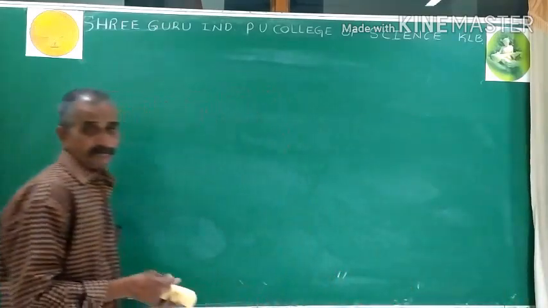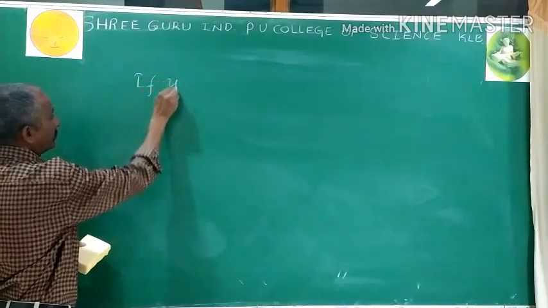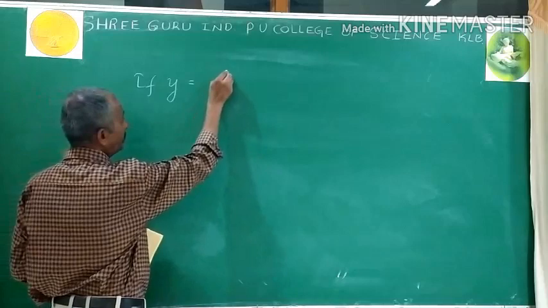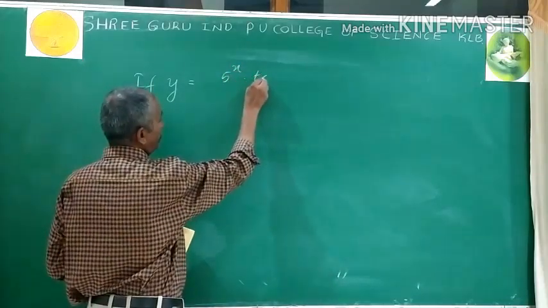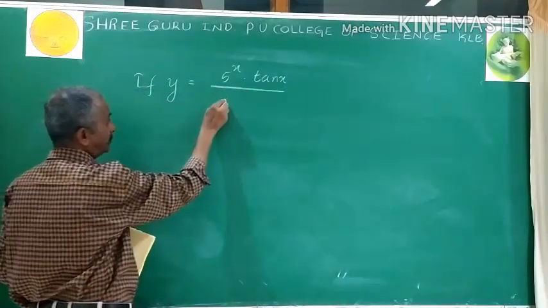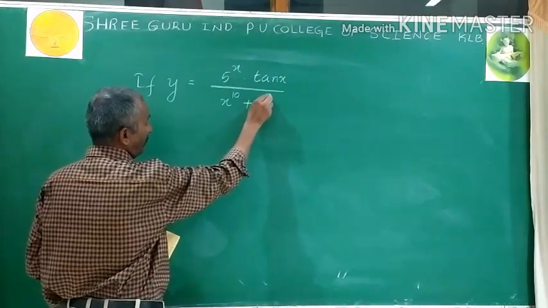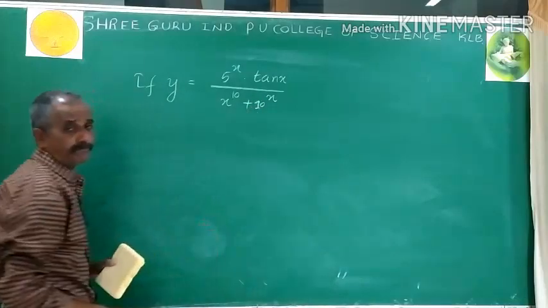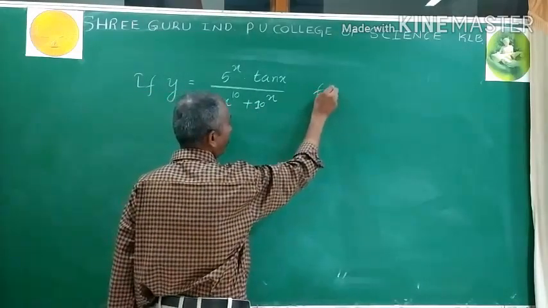If y equals 5 to the power of x into tan x, whole divided by x to the power of 10 plus 10 to the power of x, then find dy by dx.